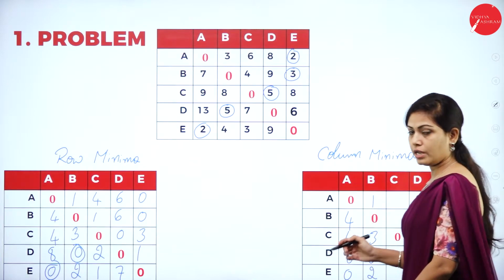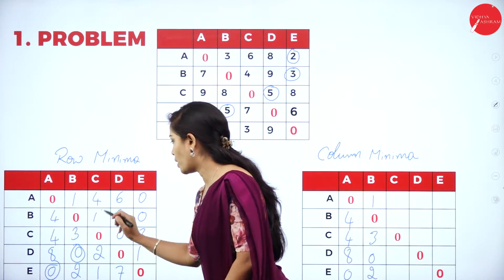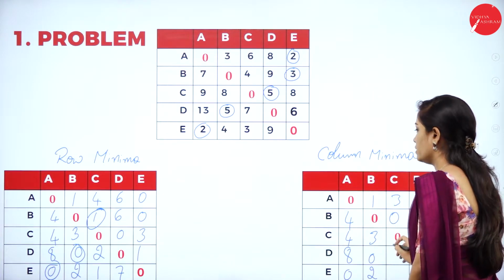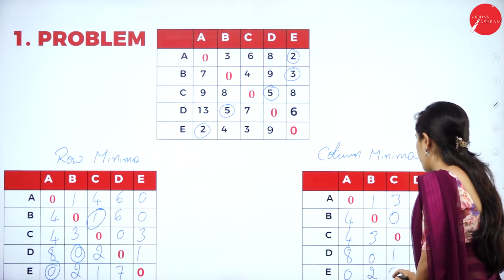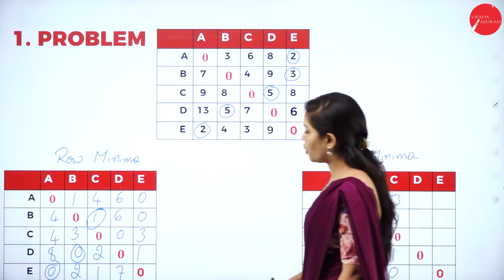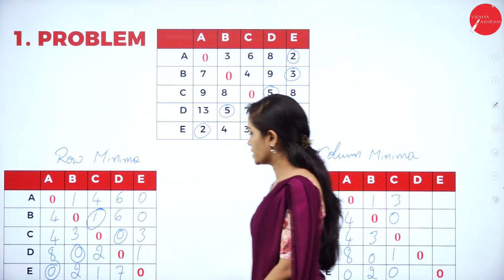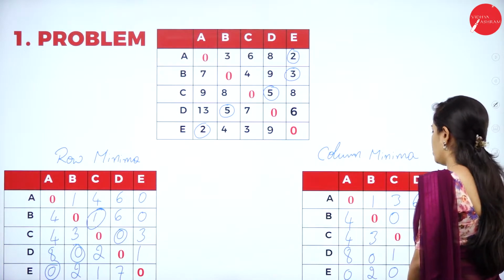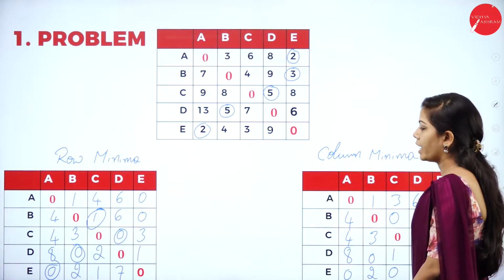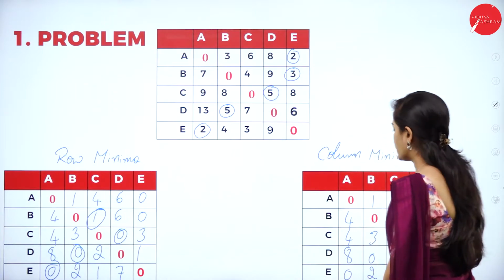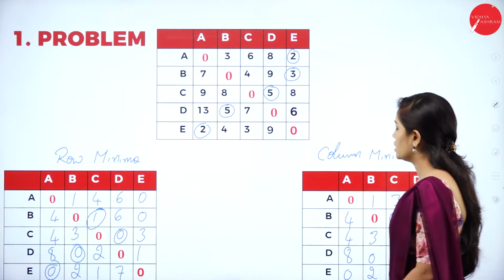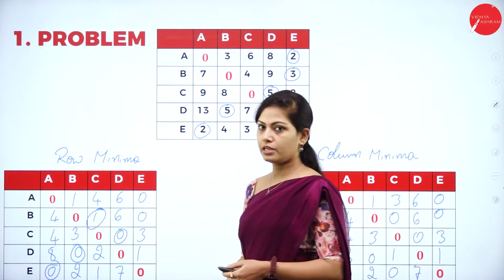And in the third column, the least value is 1: 4 minus 1, 1 minus 1, 2 minus 1, 1 minus 1. In the fourth column, the least value is 0: 6, 6, 0 and 7. And in the last column, the least value is again 0: 0, 0, 3, 1. So this is your column reduction values.